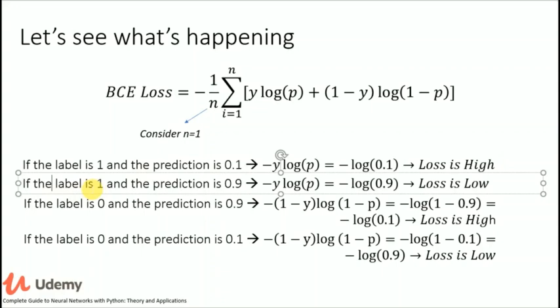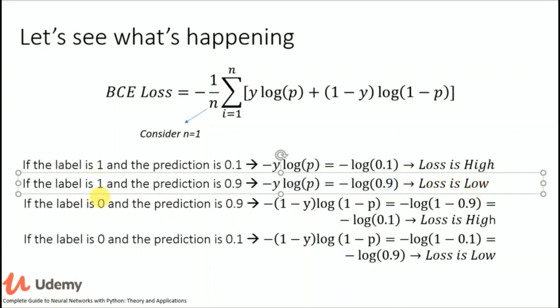Now, if the label is 1 and the prediction is almost 1, so somewhere like 0.9, then again, this is your BCE loss, negative y logarithm of your prediction, and you get a low loss. So the loss is low.